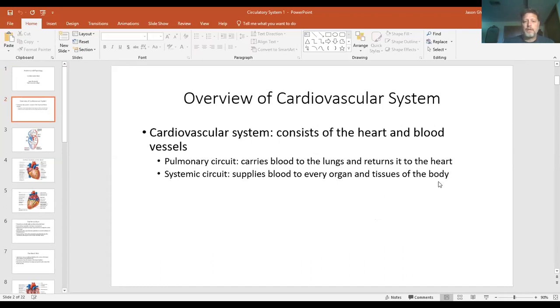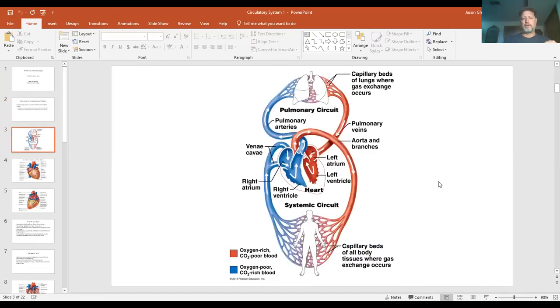All right, we got two main circuits of the heart. We have a pulmonary circuit and a systemic circuit. Pulmonary circuit carries blood to the lungs and then back to the heart, and the systemic circuit carries blood from the heart to the body and then back to the heart. All right, so again, two major circuits, pulmonary and systemic.